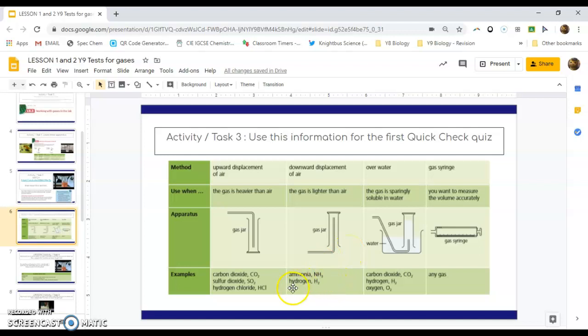You'd probably want to take some level of precaution with hydrogen as it is explosive. Ammonia is a choking, pungent gas. You don't really want to stick around when ammonia is there. It's quite unpleasant. It's got a very recognizable smell.